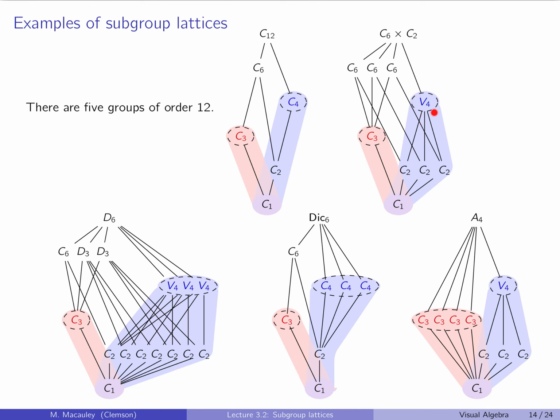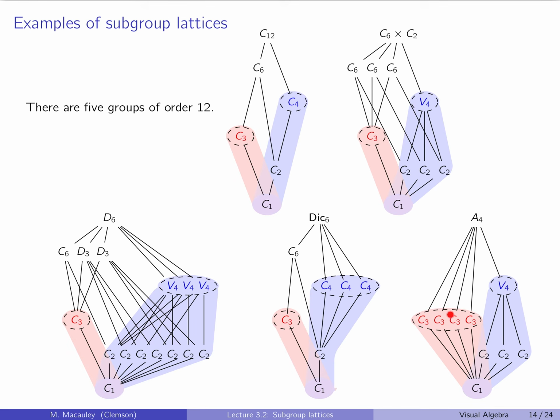Now from here, if you pull this V4 apart, you get this subgroup lattice down here. And that changes things. So these C6s, 2 of them become D3s. And now you have 7 subgroups of order 2. But what else can you do? Because if you take this C3 and you pull this apart, or maybe you can do it here, you get down here. Now you lose the C6s, but you get 4 subgroups of order 3.